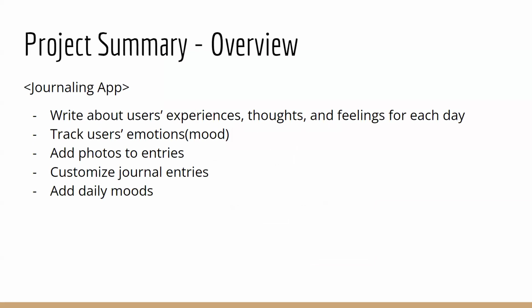The Daily Journal with Mood Tracker. The first part is the overview of this app. Daily Journal with Mood Tracker is a journaling app where users can record their daily activities and track their emotions. This app allows users to write about their experiences, thoughts, and feelings for each day, track their mood, add photos to their entries, and customize their journal entries for a more personalized experience.